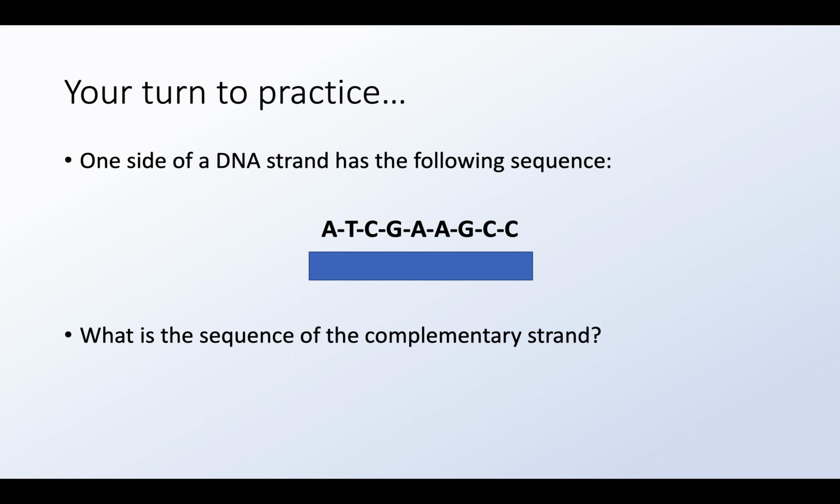Okay, did you do it? You should have gotten T, A, G, C, T, T, C, G, G. And the way that we figure that out, we know that adenine always bonds with thymine and guanine always binds with cytosine. So if I see an A, it has to be paired with a T. A T is paired with an A, C with a G, G with a C, A with a T, A with a T, C with a G, C and G, C and G.